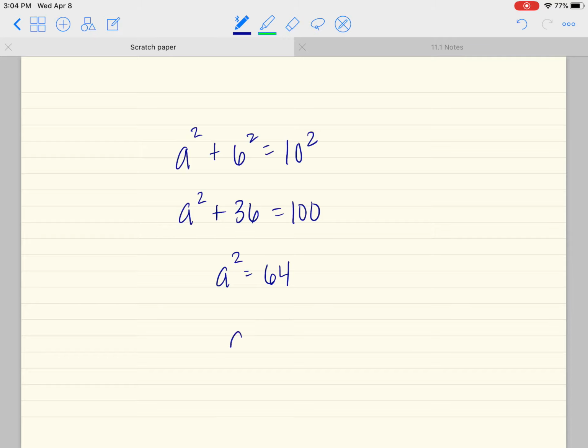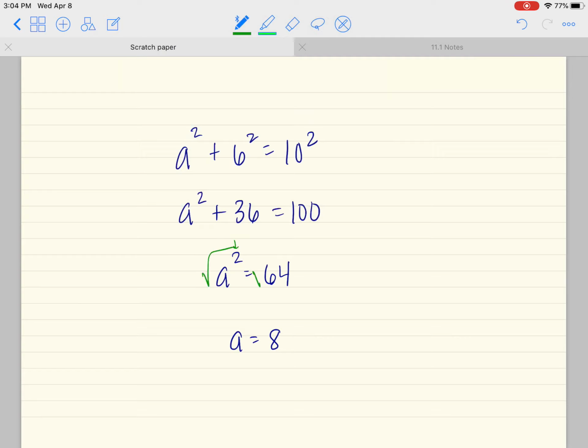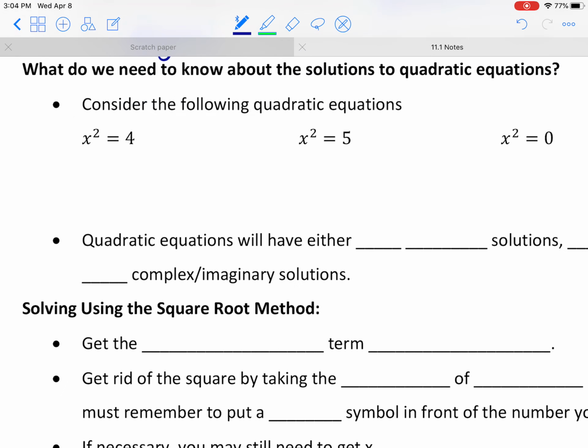Remember we were solving like, I don't know, a squared plus 6 squared equals 10 squared. Well, we said that this would be 36, and then this would be 100, and we just subtract that 36 over. And then we're looking for what number squared makes 64, so we said 8, right? But technically, what were we doing? Well, to get rid of a square, what's the opposite of squaring something? It's taking the square root. So we took the square root, and we got x equals 8.